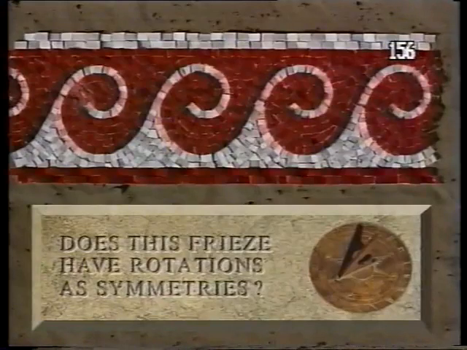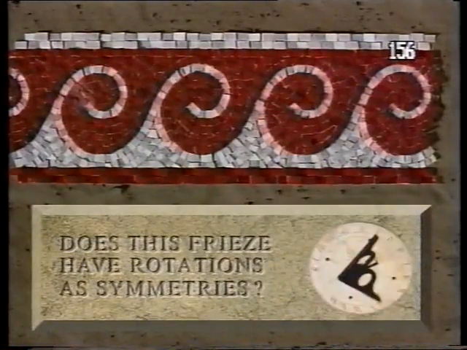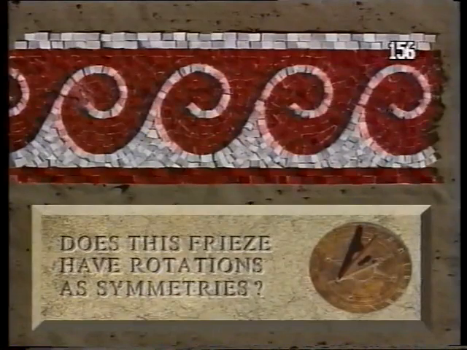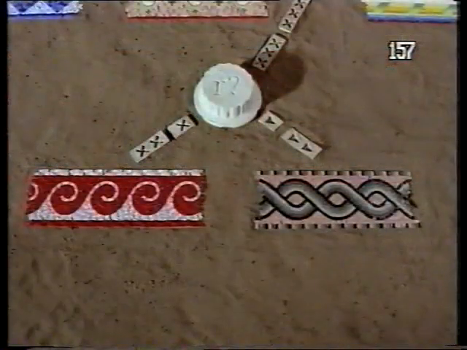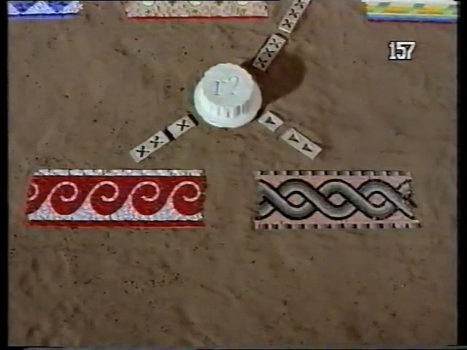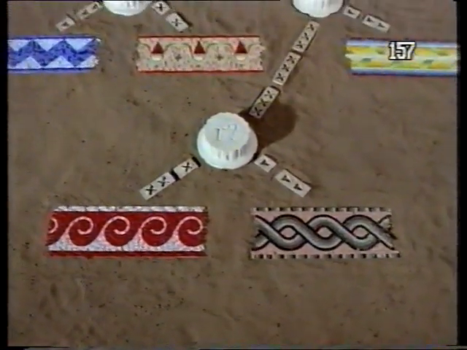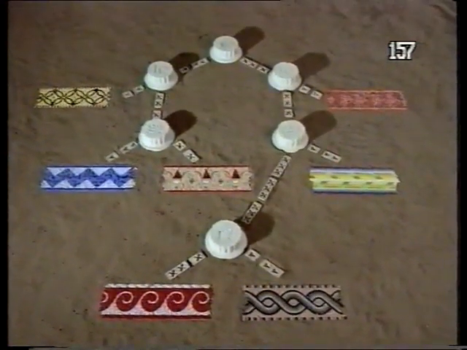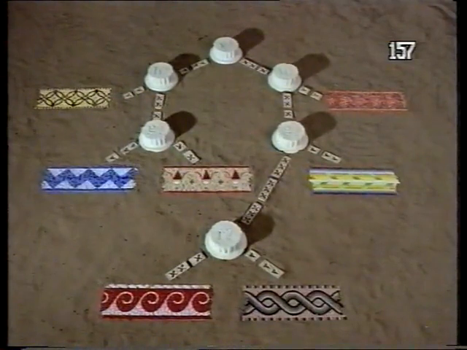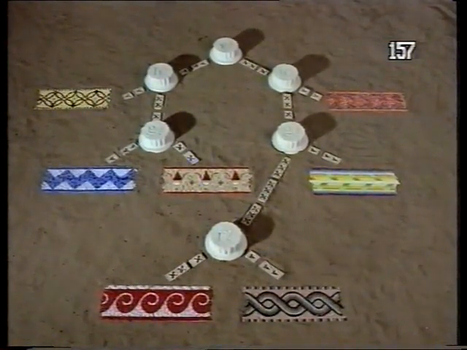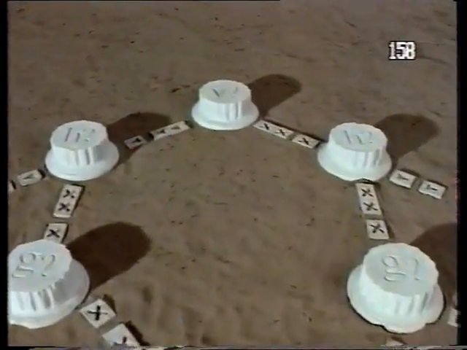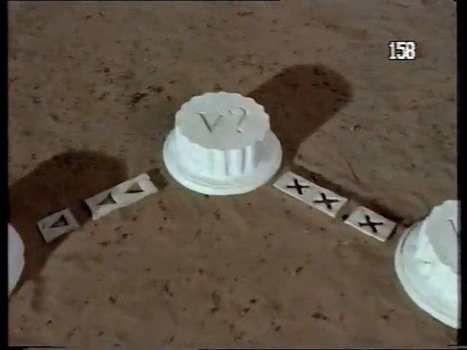Does the other frieze we've got left have any rotations as symmetries? It doesn't. So its symmetry group will be different. It's a different type. We've now run out of symmetries to check for. So let's review what we've done. We've identified just 7 distinct types of frieze. Also, we've developed an algorithm which enables us to determine the type of any frieze pattern by asking a few simple questions.